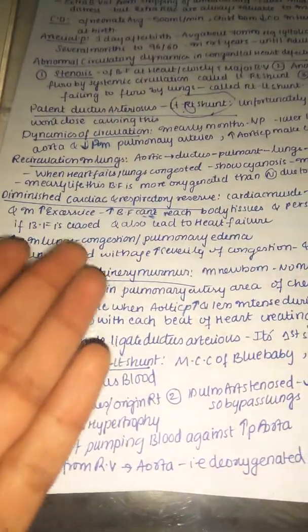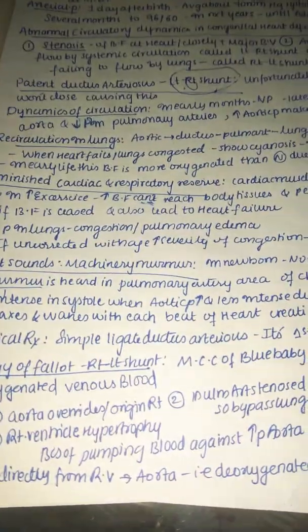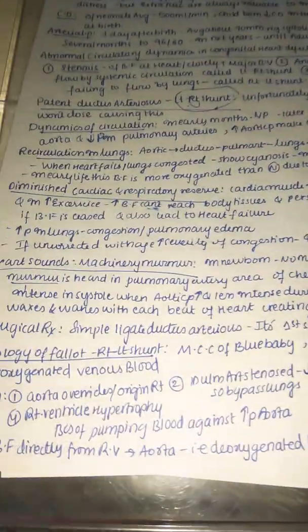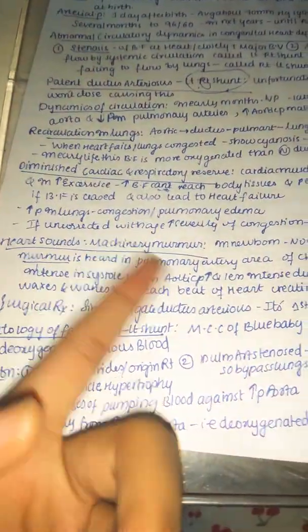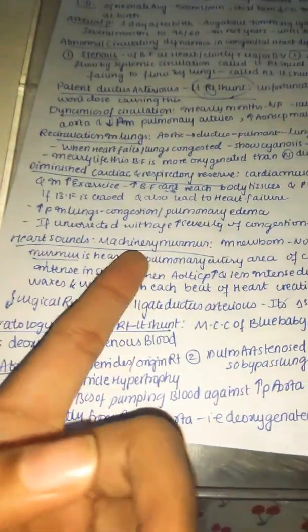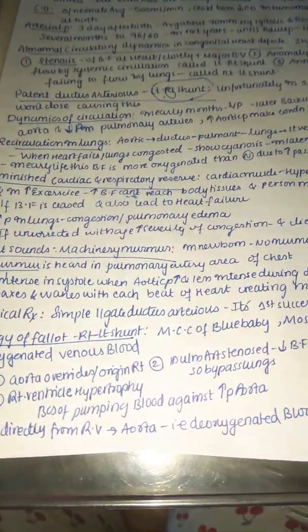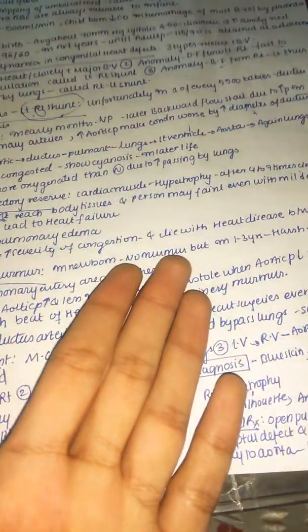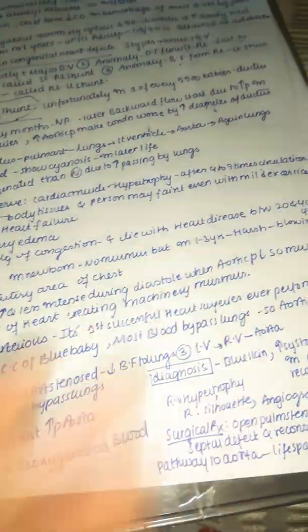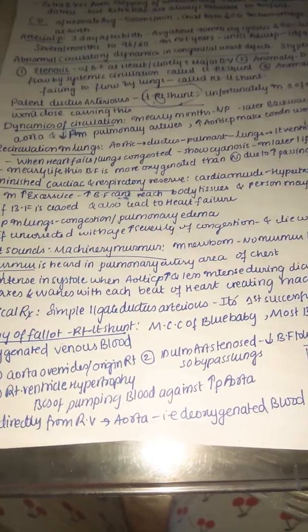And if the blood flow ceases, it may lead to heart failure, because sometimes the blood flow may completely cease because of heart failure. And increase in pressure in the lungs may lead to congestion, pulmonary edema, all these conditions. So if uncorrected, with age the severity of the congestion of lungs increases, and the heart problem also increases, and the person dies of heart disease between 20 to 40 years. So mainly with this kind of congenital disease, people may die at the age of 20 to 40 years.